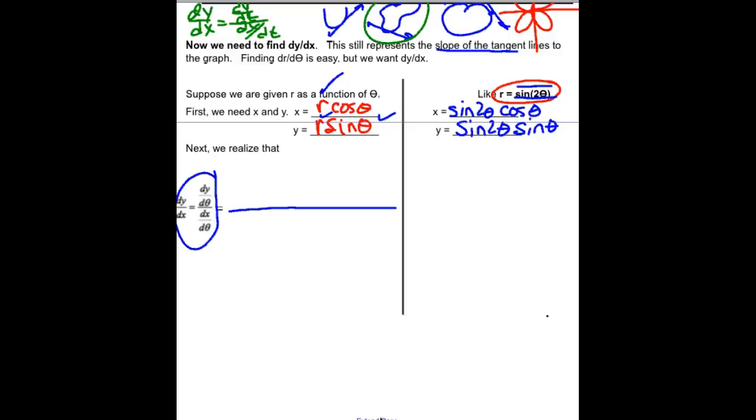On the top of our fraction, because dy/dx is a quotient, we do the derivative of y with respect to theta. So we're going to do the derivative of this product, which means product rule. First, r, d second, which would be cosine theta, plus second function, which is sine, times the derivative of the first.